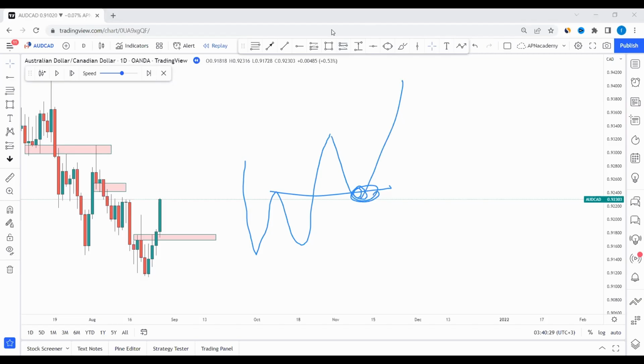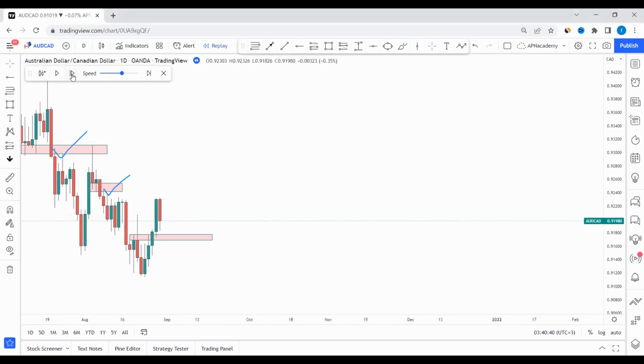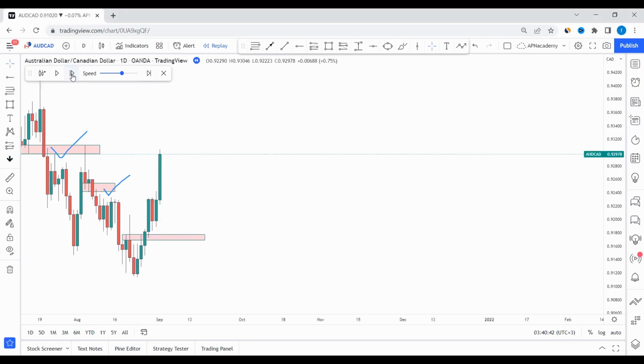So let's see. So far we got this one, then we got this one. So let's see how it plays out. We need a retest to the neckline. This one slightly missed our neckline area. Of course, we would have made it big like this, but this is not appropriate. So this missed our entry. We didn't have an entry here, right? We didn't have an entry, no trade, right?